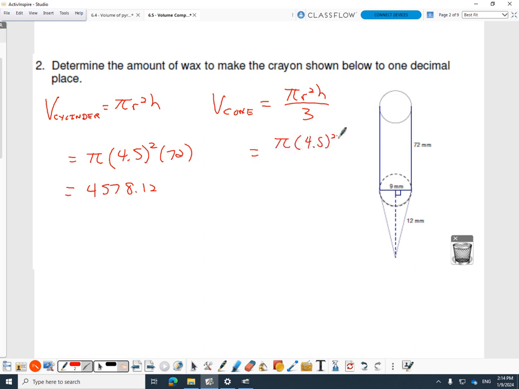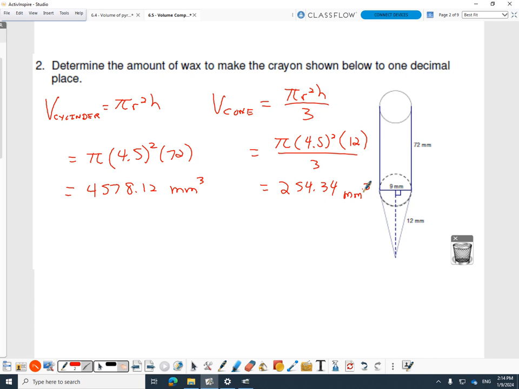Now, cone. Pi, 4.5 squared. What's the height of the cone? Thank you. The height of the cone is 12. So that's a different height. Don't forget to divide by 3. Everyone forgets to divide by 3. 3.14 times 4.5 squared times 12, but then divide by 3. And I get 254.34 millimeters cubed.